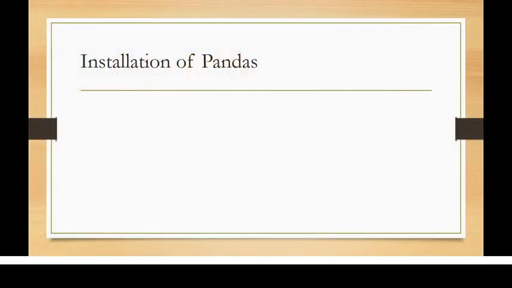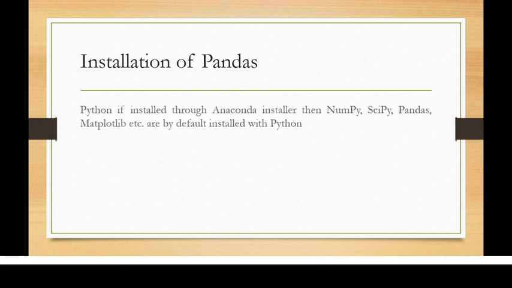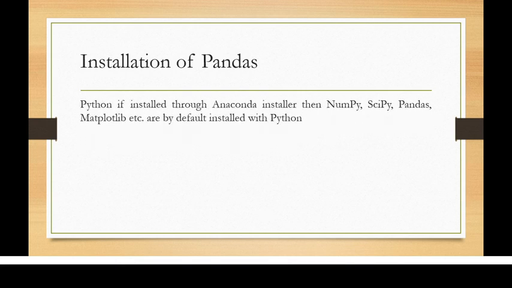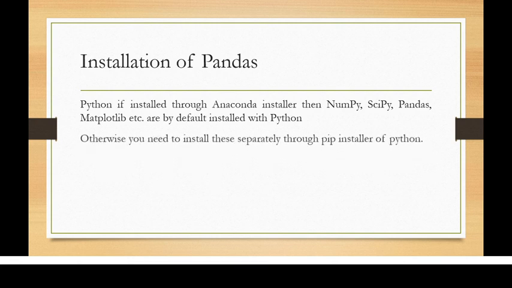Now, how does the installation of pandas take place? If Python is installed through the Anaconda installer, then NumPy, SciPy, pandas, matplotlib, etc. are installed by default with Python. Otherwise, you need to install these separately through the pip installer function. Pip installer function, what is it?